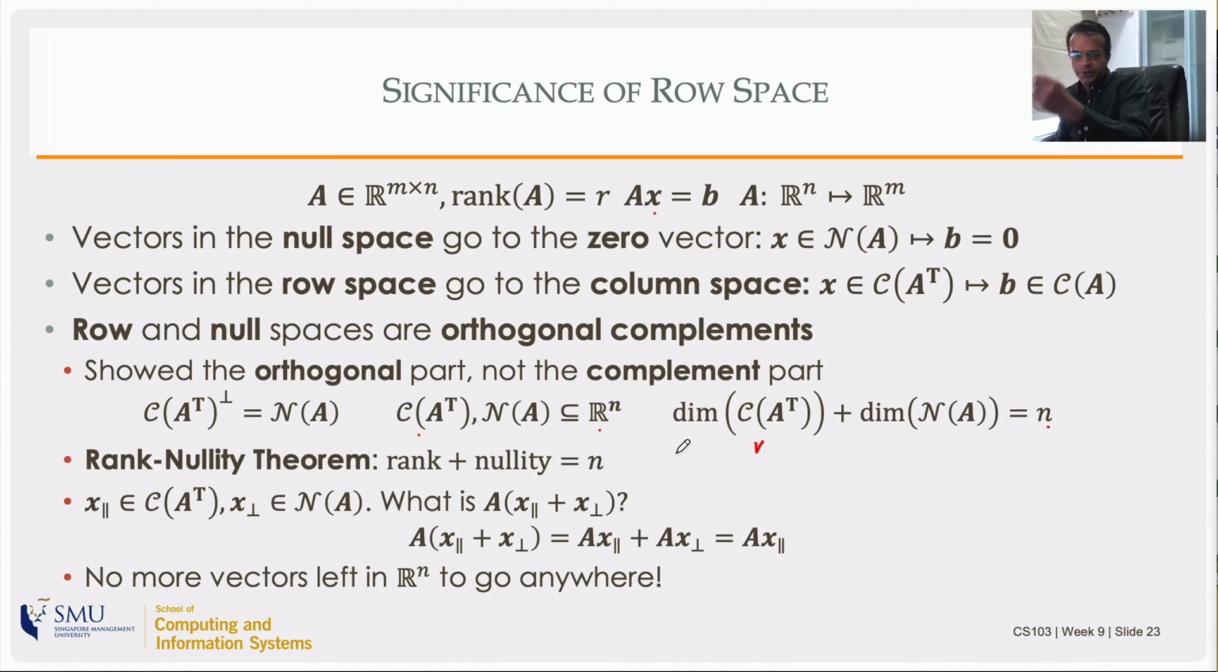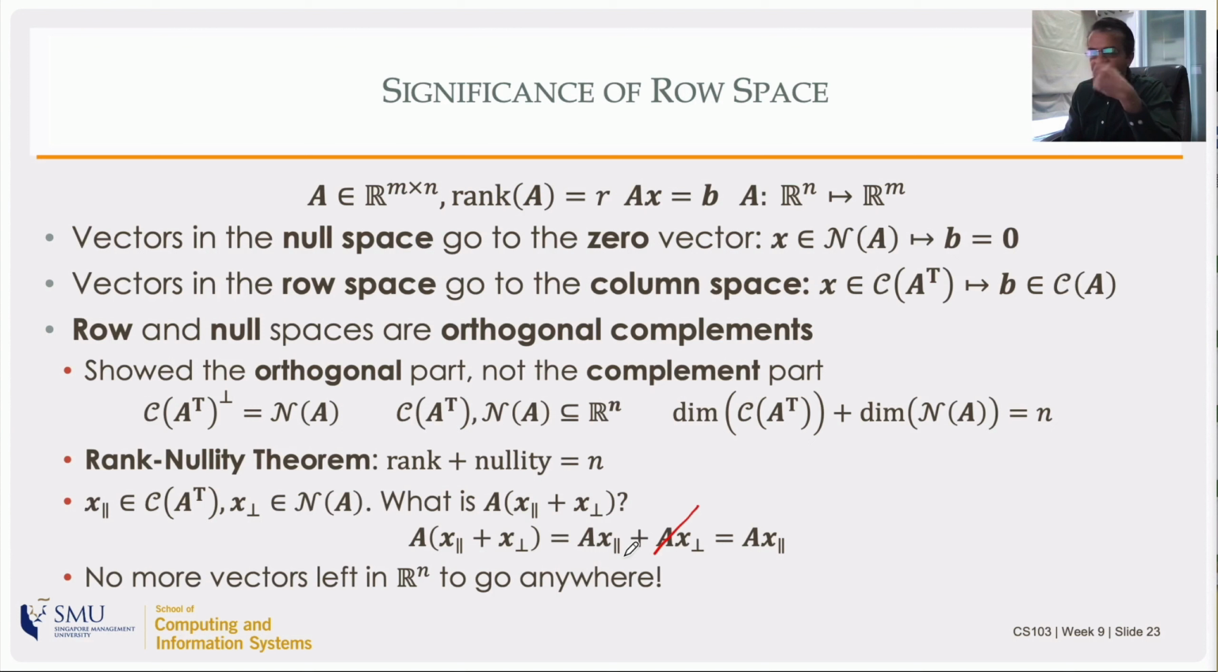Now, there is one more thing I want to show you before we move on to an example. Suppose I take a vector that is in the row space, and another vector that is in the null space, and I add them up. So x parallel is in the row space, x perpendicular is in the null space, and I multiply the sum by A. What's going to happen? The multiplication distributes into the summation, so that is A x parallel plus A x perpendicular. But x perpendicular, being a member of the null space, goes to 0. So there is nothing there. Whenever you add a vector from the null space, it doesn't change the right side of the equation.